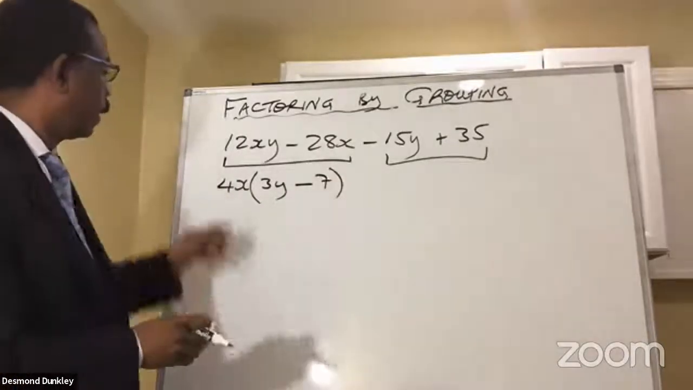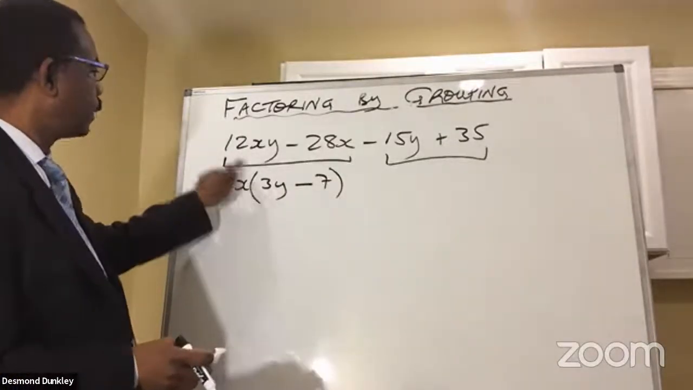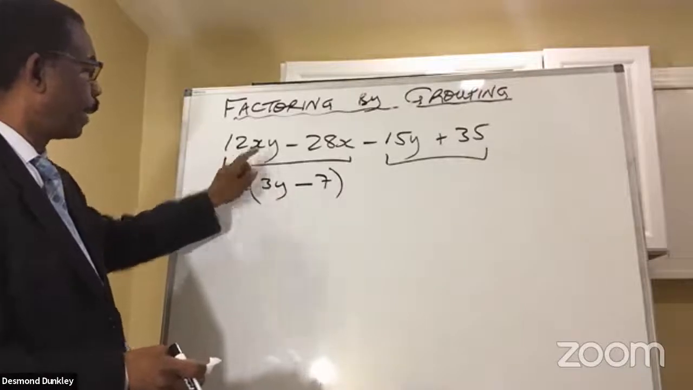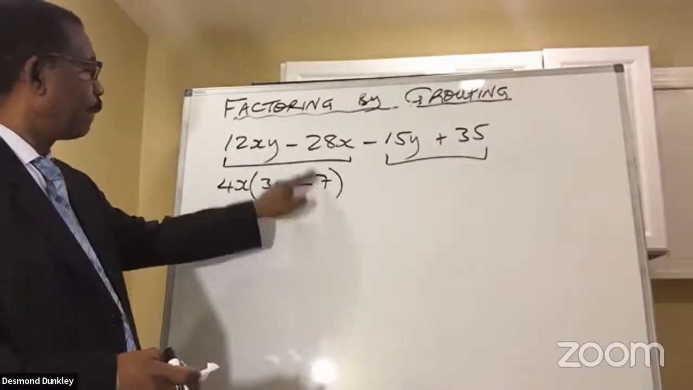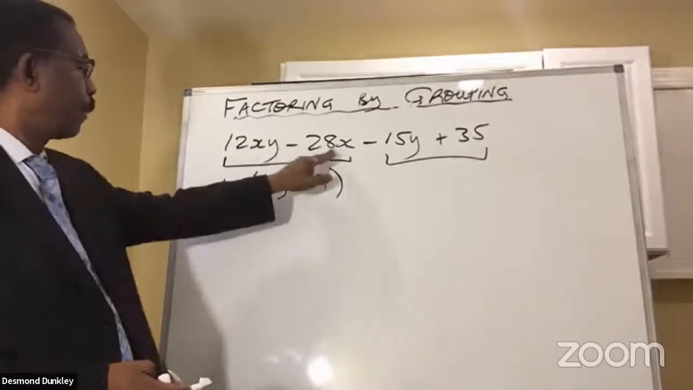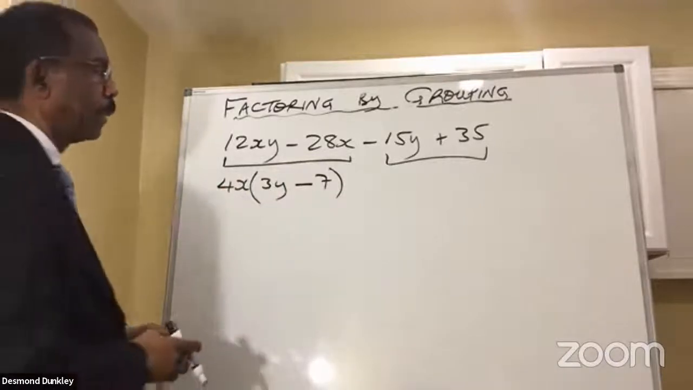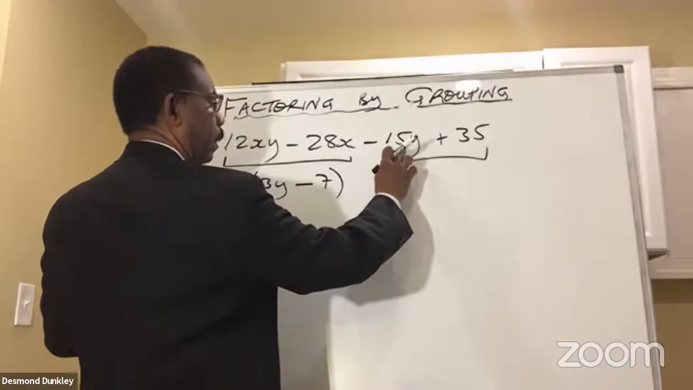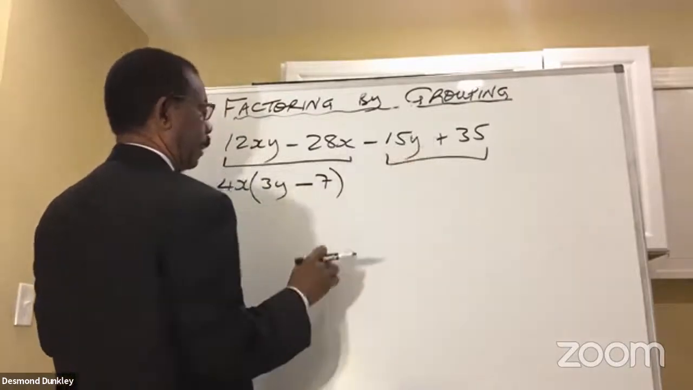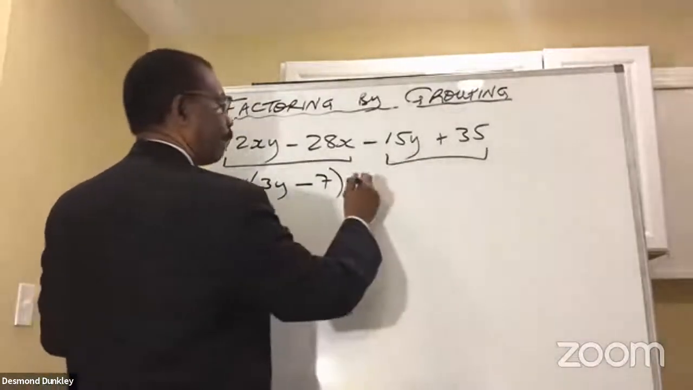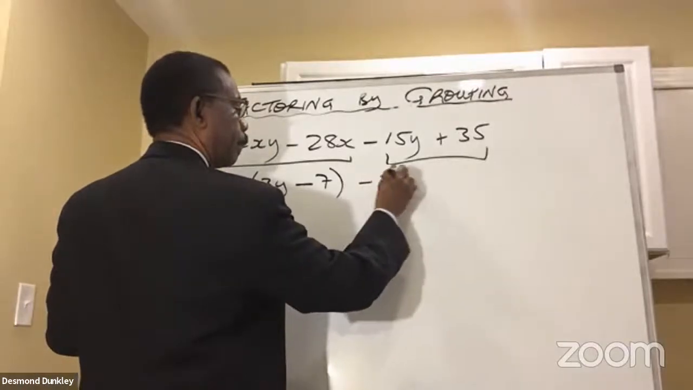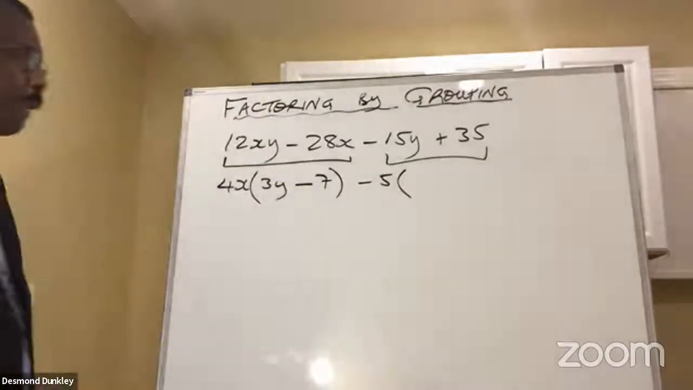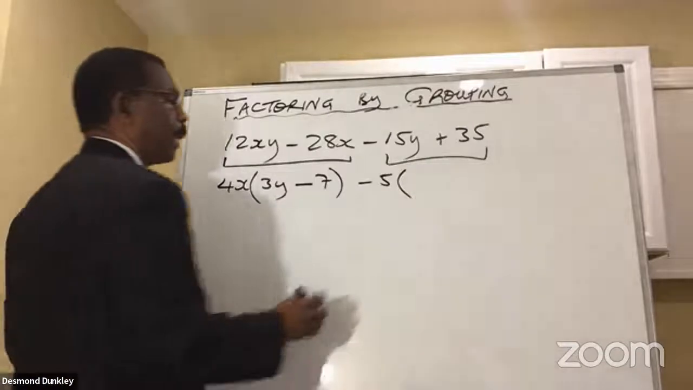Let's double check. 4 times 3 is 12, x times y is xy. 4 times negative 7, negative 28x. Perfect. Over here, let's try and factor out a negative 5. What are we left with?